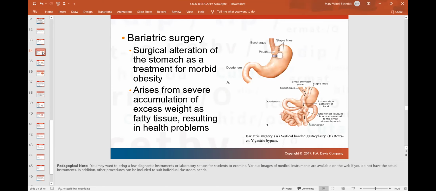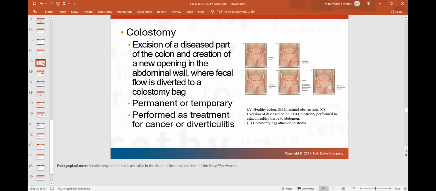Bariatric surgery, those are weight loss procedures. So there are lots of different types that can be done, and usually they're done with somebody who has morbid obesity, so someone who's extremely overweight. And what they do is they change the size of the stomach, basically. Lap band procedures, gastric bypasses.